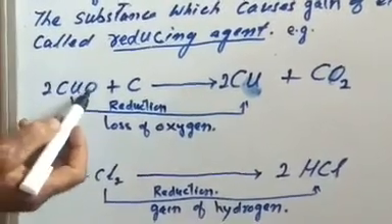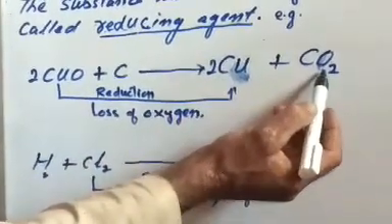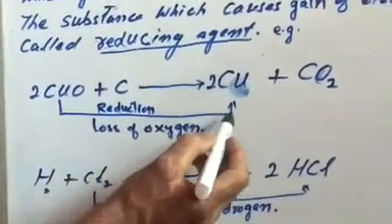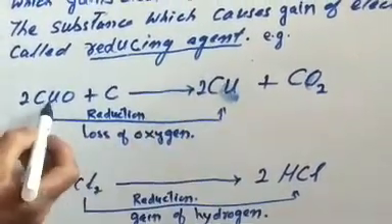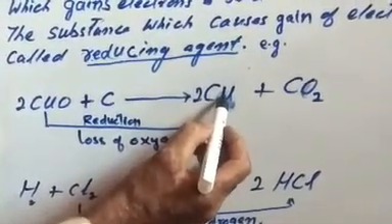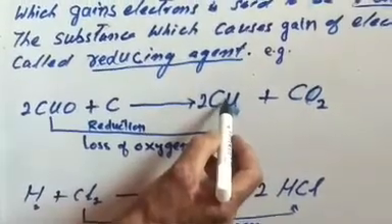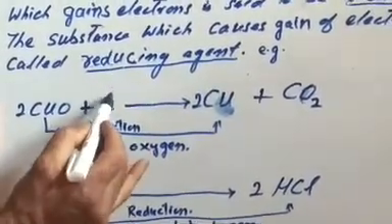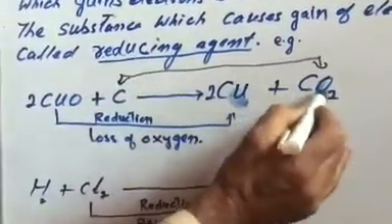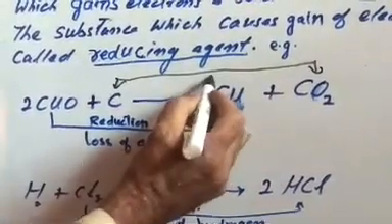This is CuO, copper oxide, plus carbon gives copper plus carbon dioxide. Here CuO has changed to Cu. What has happened to CuO? CuO has lost oxygen and has formed Cu. Since the loss of oxygen is called reduction, CuO is reduced to Cu. On the other side, what has happened to carbon? Here see, carbon has changed into carbon dioxide. So carbon has gained oxygen. Gain of oxygen is oxidation.